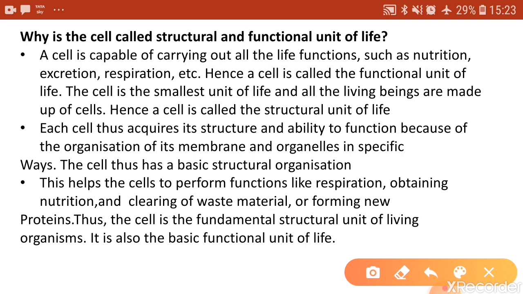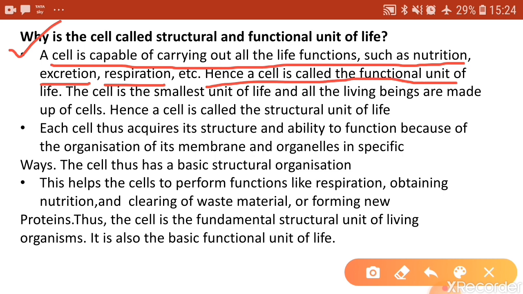So lastly, let us know, why is a cell called a structural and functional unit of life? A cell is capable of performing all life activities such as excretion, respiration, and hence it is called a functional unit of life. And the cell is the smallest unit of life of all living organisms. Every living organism, whether it is a single cell organism or a multicellular organism, a small or a large organism, all organisms are made up of cells, and hence the cell is called a structural unit of life.